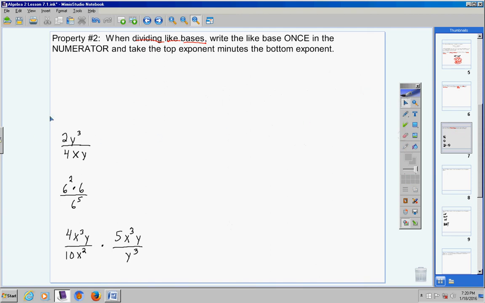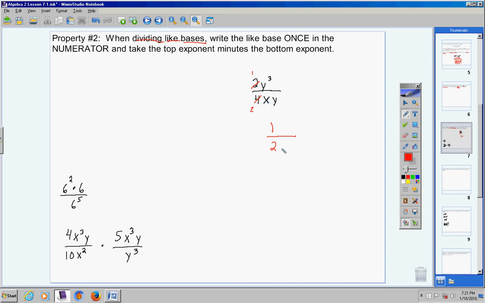Let's take a look at the next problem here. Now, this is similar to the last problem, except now we're throwing in some more variables or letters. And now we have some coefficients here, okay? So, first of all, take care of your coefficients. 2 divided by 4, well, we're just going to reduce that, okay? x right here. Is there an x up top to divide with this x here?